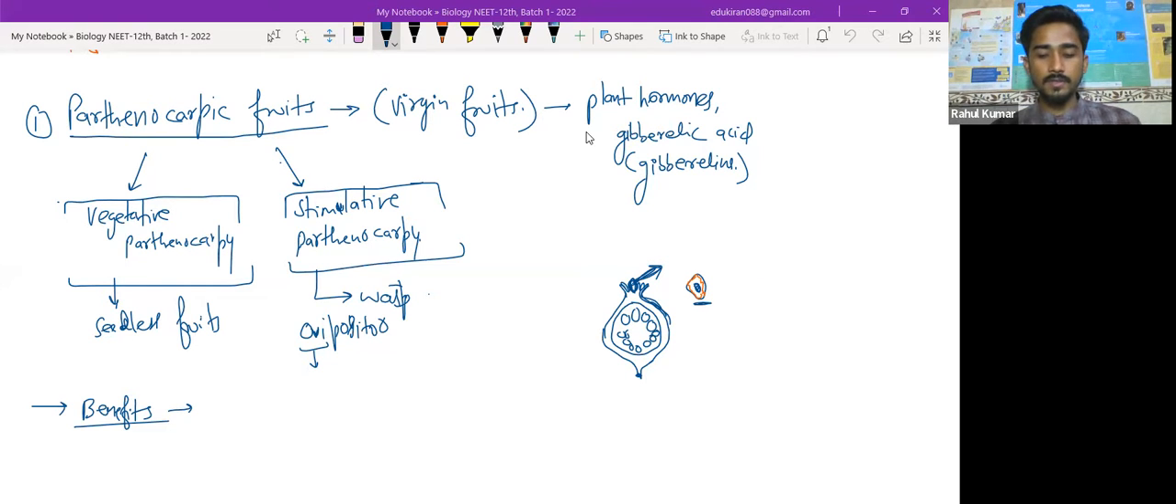So the question was, are seedless grapes naturally occurring? Write down the question. Are seedless grapes naturally occurring? So the answer to this is no. They are not naturally occurring. Seedless grapes do not occur naturally. They are produced by asexual mode of reproduction and parthenocarpy.